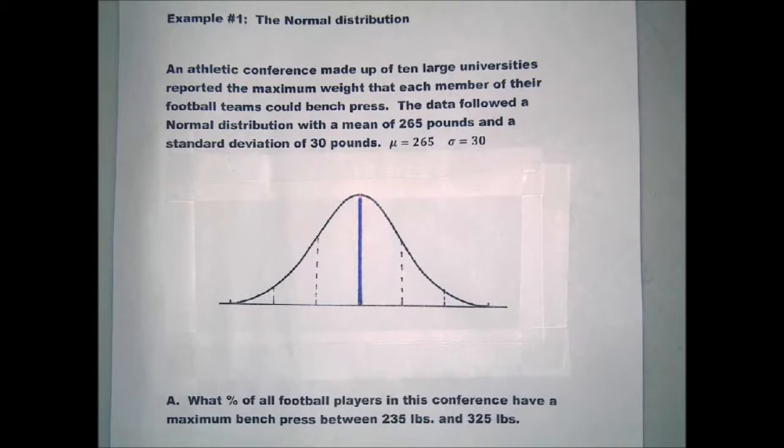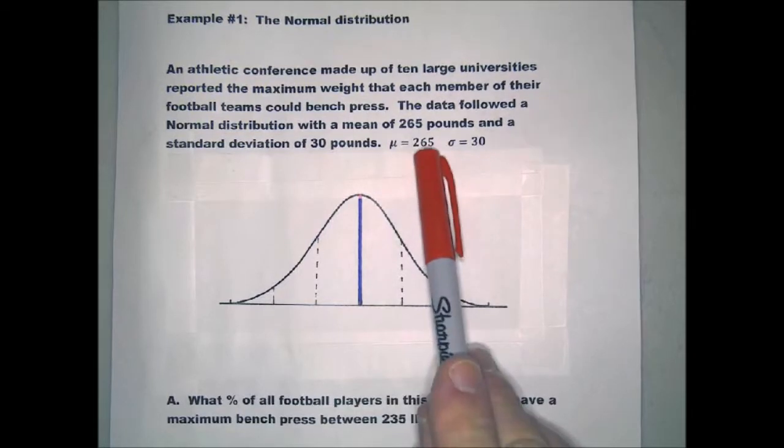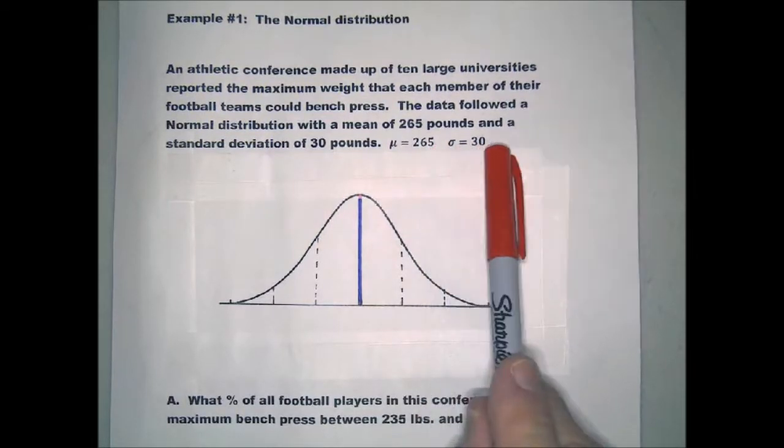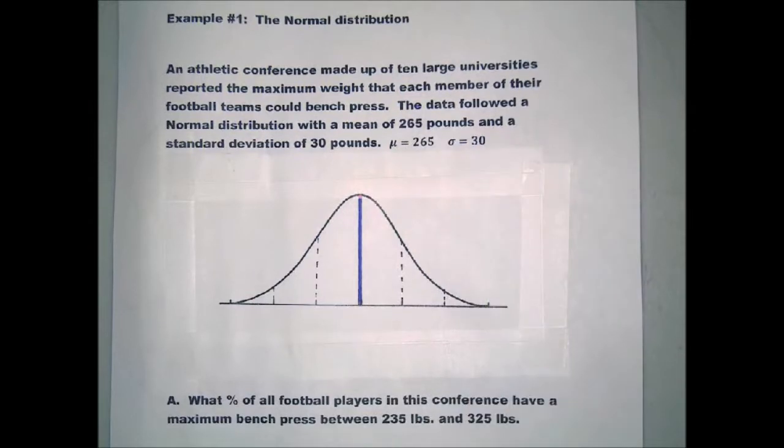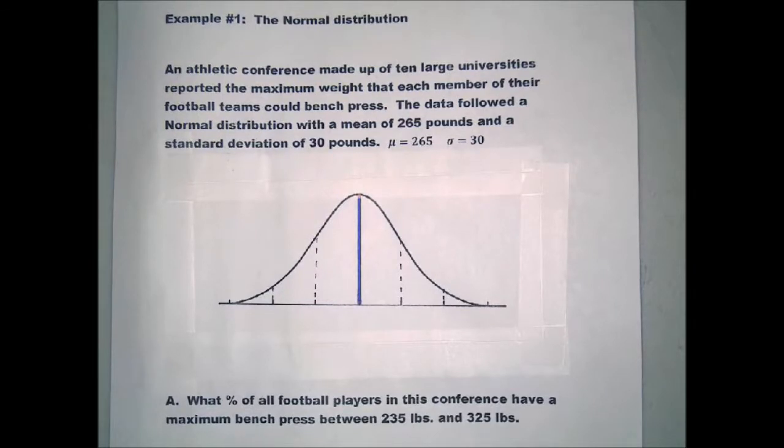Here's our first example of working with the normal distribution. An athletic conference made up of 10 large universities reported the maximum weight that each member of their football teams could bench press. The data followed a normal distribution with a mean of 265 pounds and a standard deviation of 30 pounds. And so here's the notation right here, the mean of 265 and the standard deviation of 30. Now there's going to be a series of questions asked about this data, but the first thing you need to do is fill out the chart according to the empirical rule with the proper numbers.